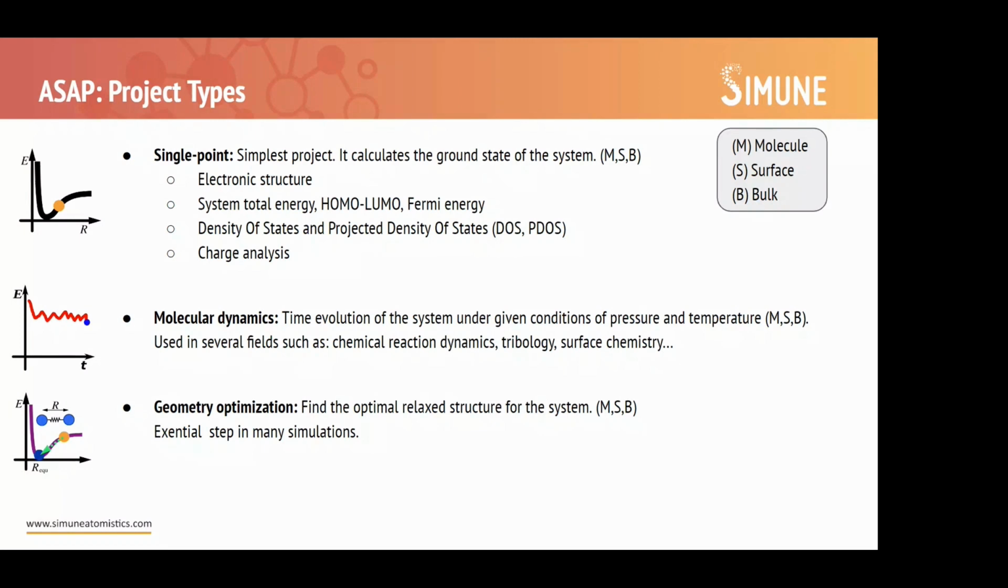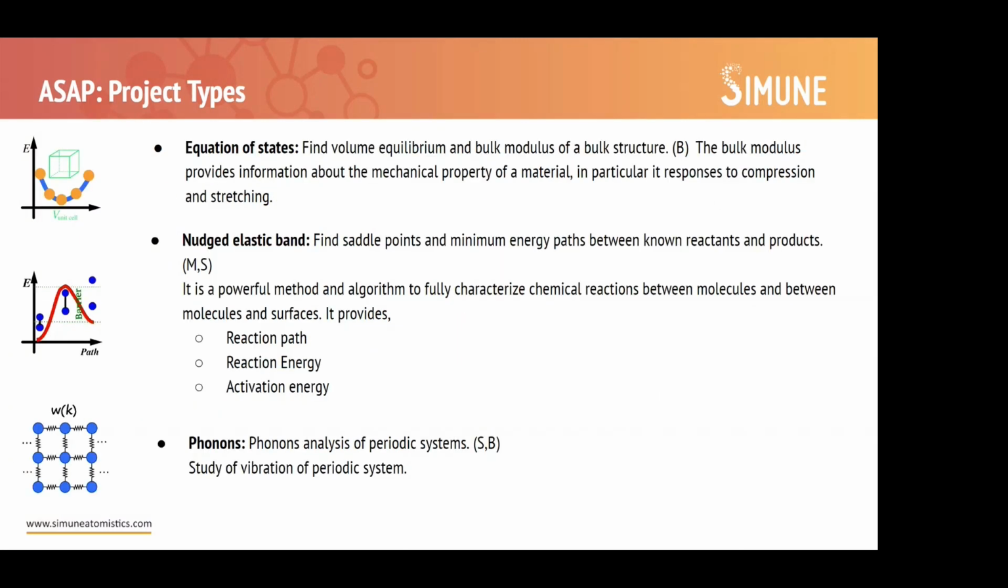Let's go to the next slide. The next project type is equation of states, where ASAP runs an automated workflow to find the equilibrium volume and the bulk modulus of the structure. It's all done automatically, so the project runs in the background and gives you output related to the mechanical properties of the materials.